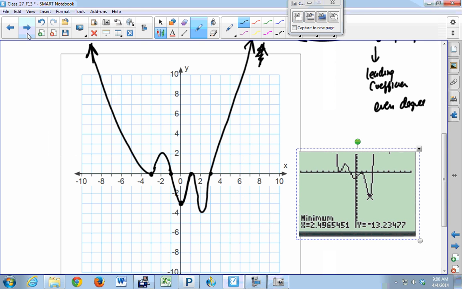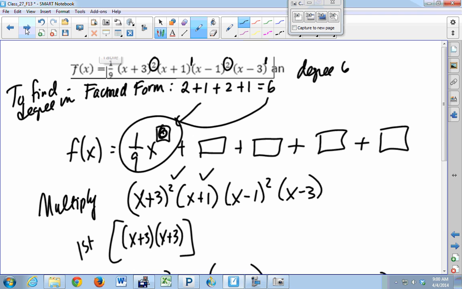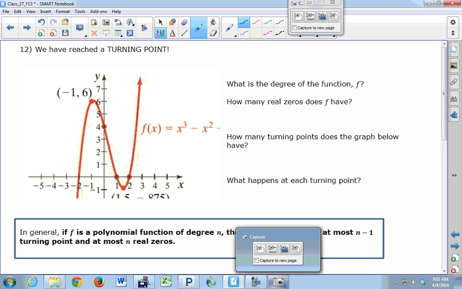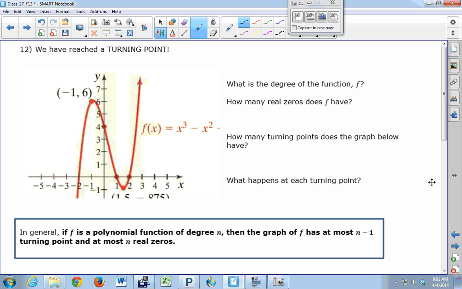Okay. All right, so now you have one to try. We've reached a turning point. So let's see if we can get through this. What is the degree of this function? I don't have the whole picture here. Would you tell me the entire function? It didn't fully copy. I have x to the third, minus 4x, plus 4? Yep. Okay. So what's the degree of that polynomial?